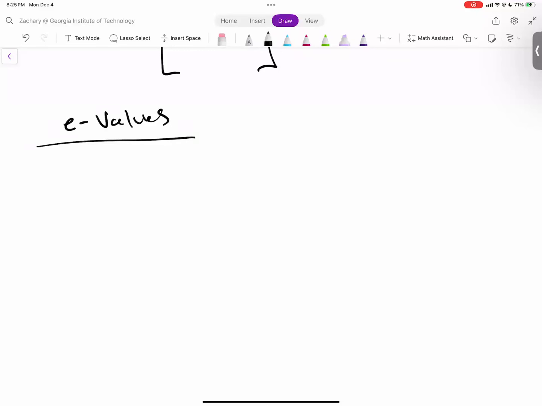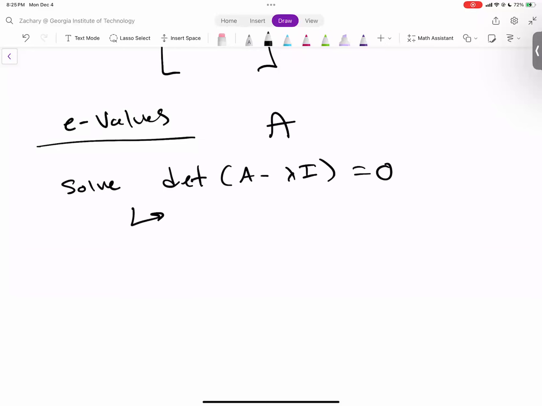The short form answer to that is if you're given a square matrix A, the way to find your eigenvalues will always be solve the determinant of A minus lambda I equal to 0. And the solutions will always be your lambdas. Always, always, always, and forever.